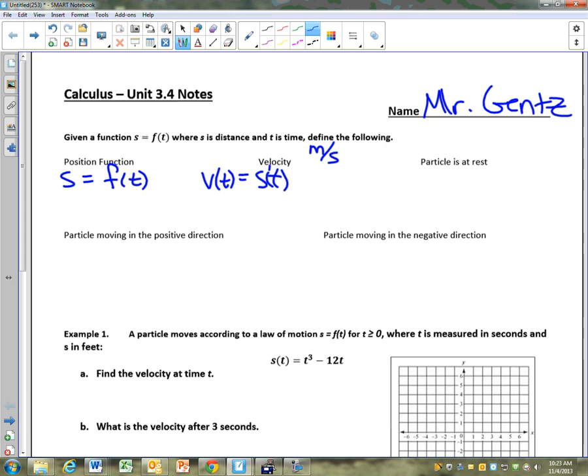S prime. The velocity function is equal to the derivative of the position function. So if you want to know how fast you're traveling at a given time, that's what we have to find. So particle is at rest. If the particle is at rest, what is the velocity? 0.